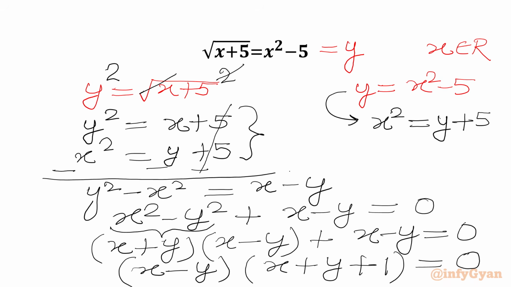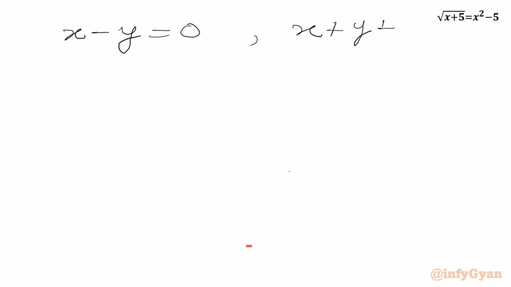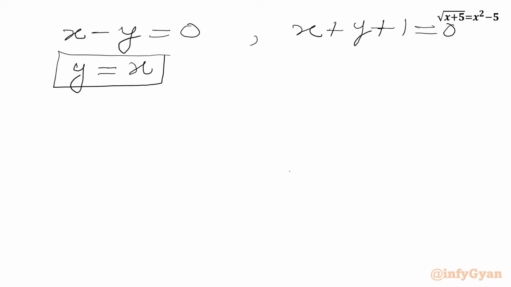After using the product zero rule, we are going to write two equations. Either x minus y equal to 0 or x plus y plus 1 equal to 0. So from the first equation, we will get y equal to x. And from the second equation, we will get y equal to minus of (x plus 1).